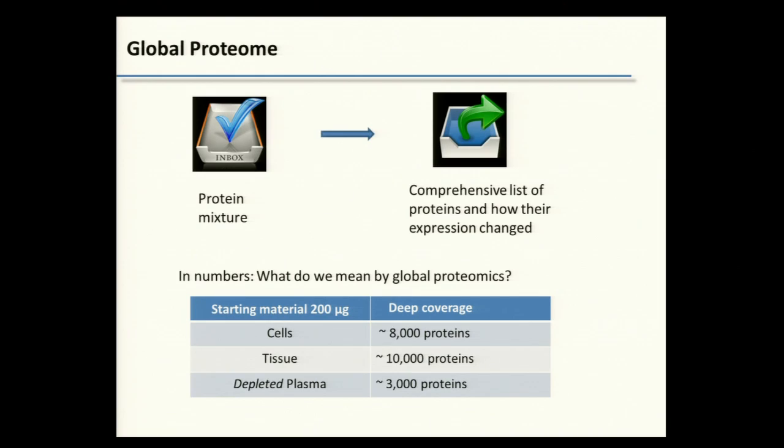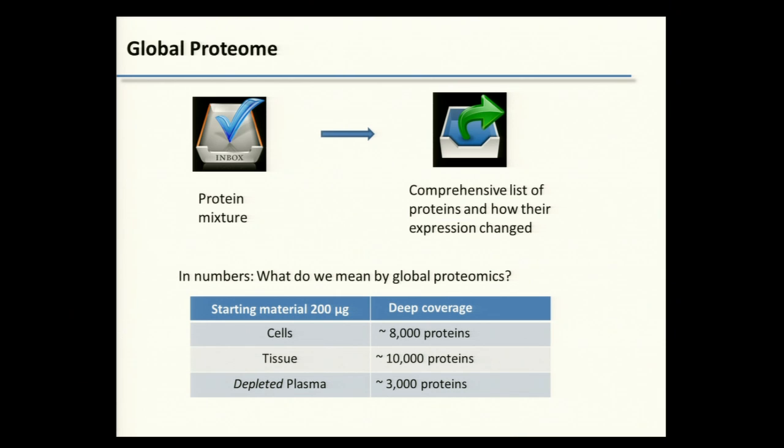And in very, very simplified terms, this is what I mean when I say a global proteome. You start with a protein mixture. It could be two protein mixtures, sample and control. And you end up with a comprehensive list of proteins and how their expression has changed, either by time, with perturbation or not. And when we talk about global proteomics, if you're starting with about 200 micrograms of a cell lysate, you might be able to identify 8,000 proteins. If you start from 200 micrograms of tissue, about 10,000 proteins.